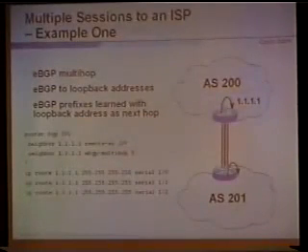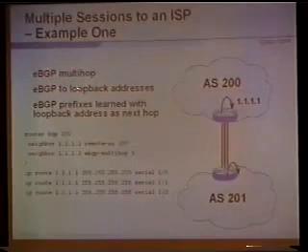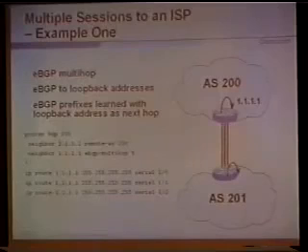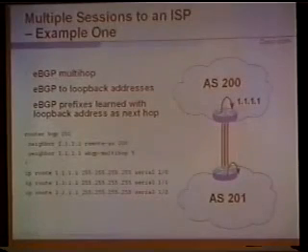Now, for multiple sessions to a single ISP, we just clear these away quickly. You can use something like eBGP multi-hop. You run BGP between loopback interfaces on the routers, and that will let you load share over the circuits between the routers. So in this case, I've got 3 links.